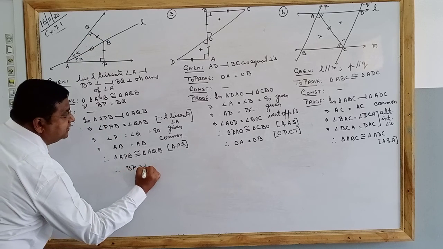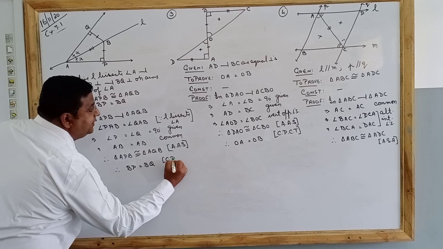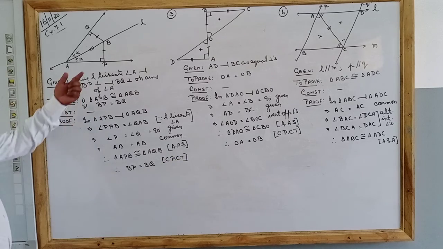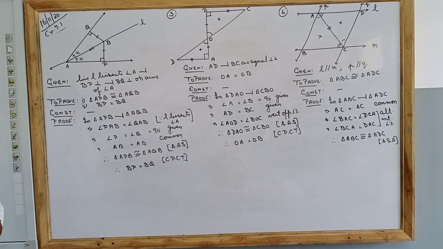And first, if these two triangles are congruent, is BP equal to BQ? Yes, sir. BP is equal to BQ. Reason CPCT. Is this side AP equal to AQ? Yes, sir. CPCT.